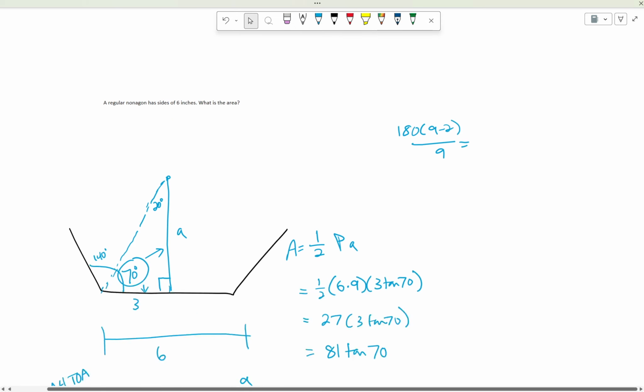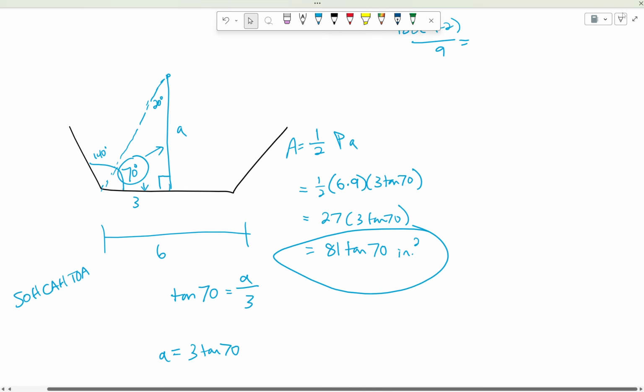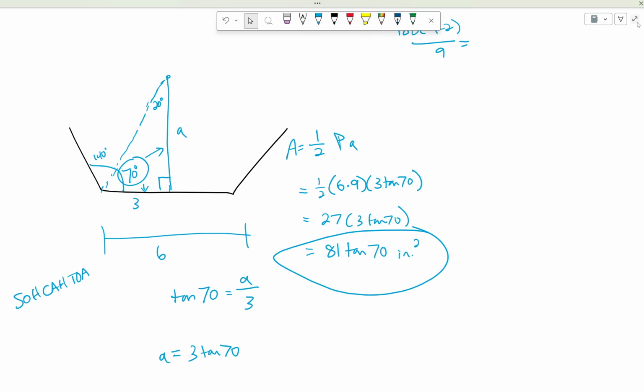And then what are we in? Inches. So this is going to be inches squared. And that's your answer. All right. It's all coming together. All this trig is coming back. But we just use the formula, and there's only one formula. Okay. Good luck, Saintsman.